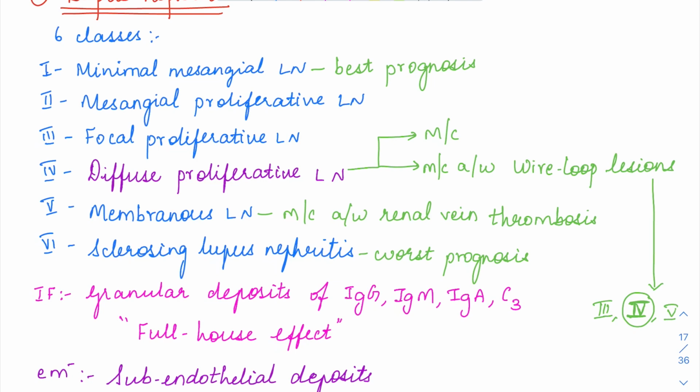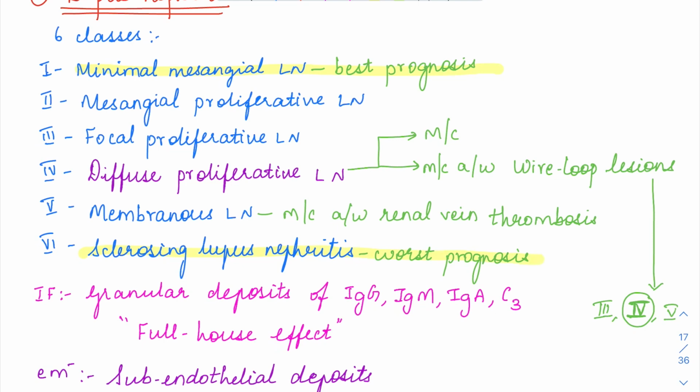So the first pattern will be minimal mesangial lupus nephritis. Second will be mesangioproliferative. Third class will be focal proliferative. Fourth will be diffuse proliferative. Fifth is membranous lupus nephritis, and sixth will be sclerosing lupus nephritis. So depending on the severity, the class is going to increase. The very first one, minimal mesangial nephritis, is going to have the best prognosis, while sclerosing lupus nephritis is going to have the worst prognosis.